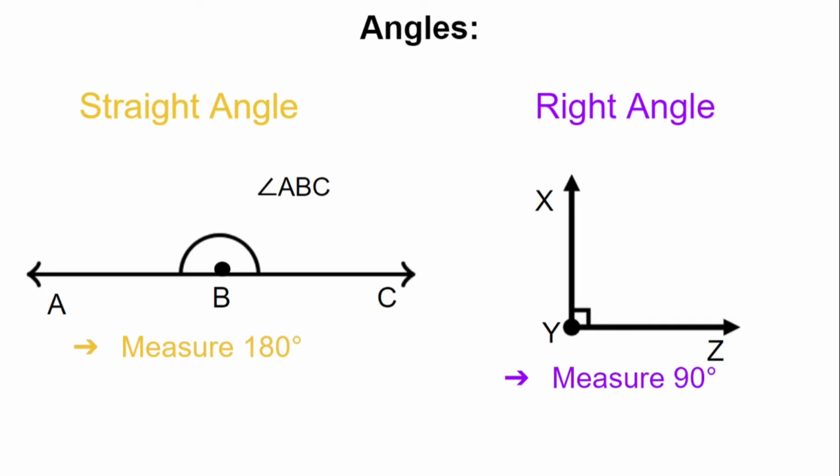However, we prefer not to name it using the vertex. Now, moving on to the next angle, we have right angles. Right angles are half of straight angles. Right angles have a measure of 90 degrees. Right angles are usually easy to identify because they have a square rather than a curve to indicate their angle measure. Here we have angle XYZ. You can call it angle ZYX, or you can also call it angle Y.